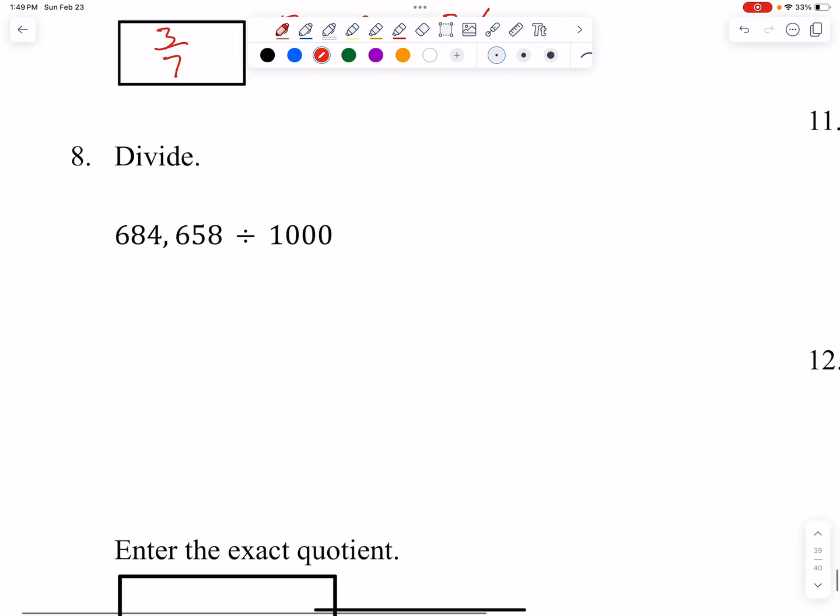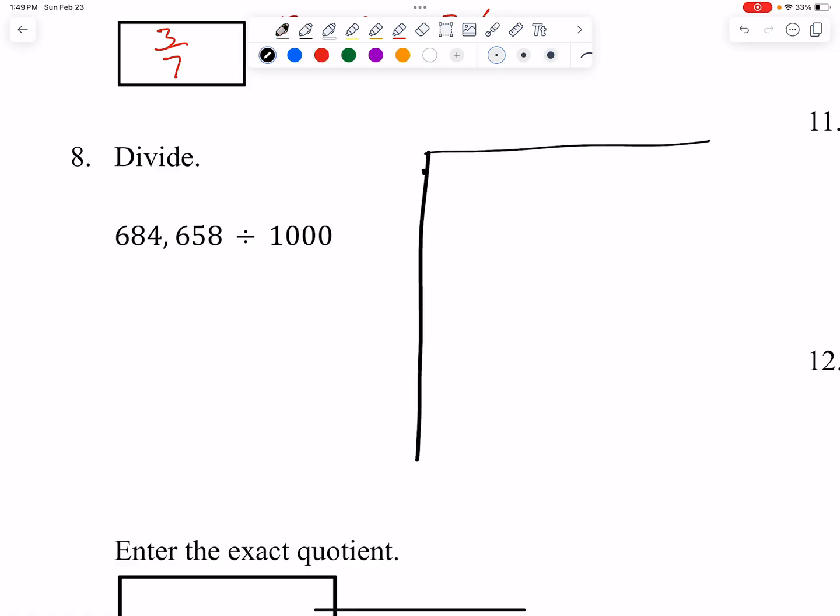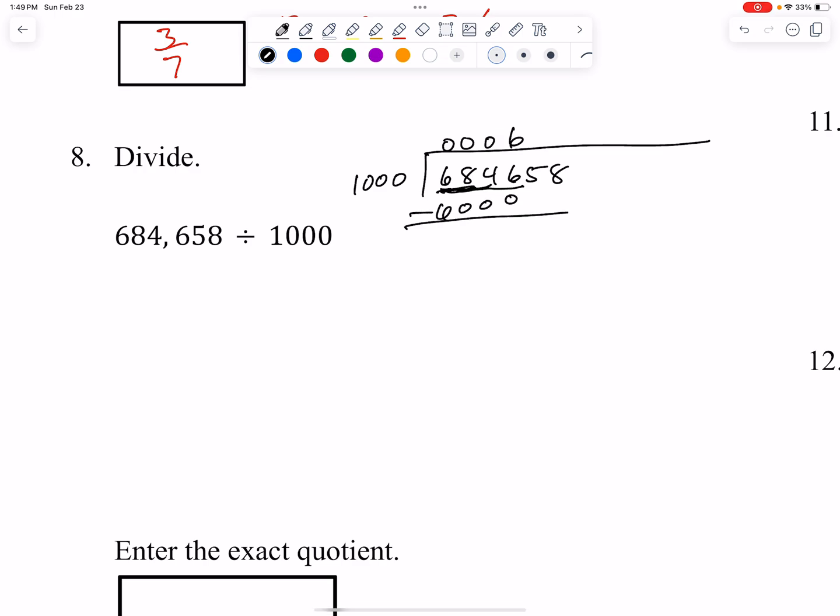Divide those two numbers. Oh, yeah. Okay, it's going to be a long one. Let's see. All right. I don't know why I did it that long. Sorry. So 1,000 into 684,658. So 1,000 does not go into 6, does not go into 68, does not go into 684, but it goes into 6,000 6 times. Because that gives you 6,000. Subtract those, and I get 846, bring down the 5.